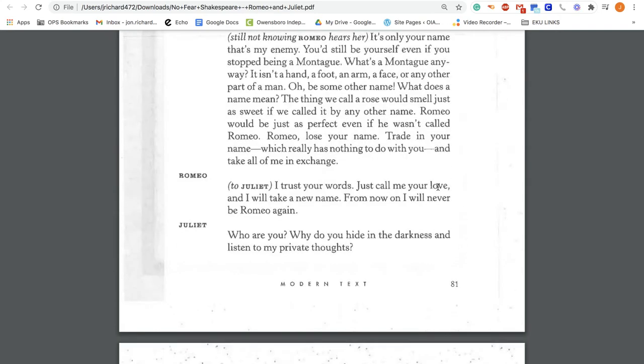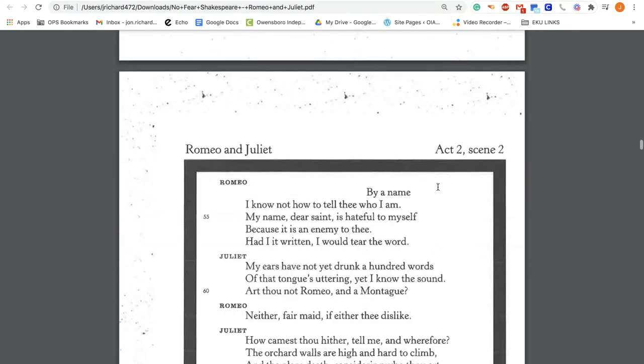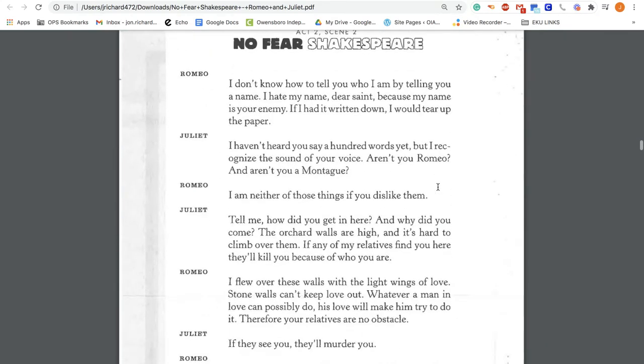All right. Romeo says to Juliet, I trust your words. Just call me your love and I will take a new name. From now on, I will never be Romeo again. Who are you? Why do you hide in the darkness and listen to my private thoughts? I don't know how to tell you who I am by telling you a name. I hate my name, dear saint, because my name is your enemy. If I had it written down, I would tear up the paper. I haven't heard you say 100 words yet, but I recognize the sound of your voice. Aren't you Romeo? And aren't you a Montague? I am neither of those things if you dislike them.